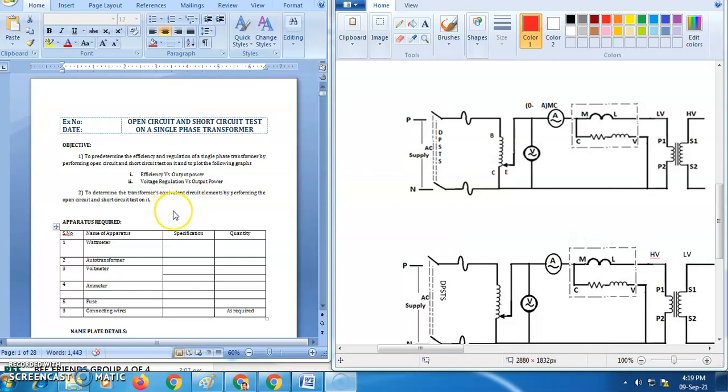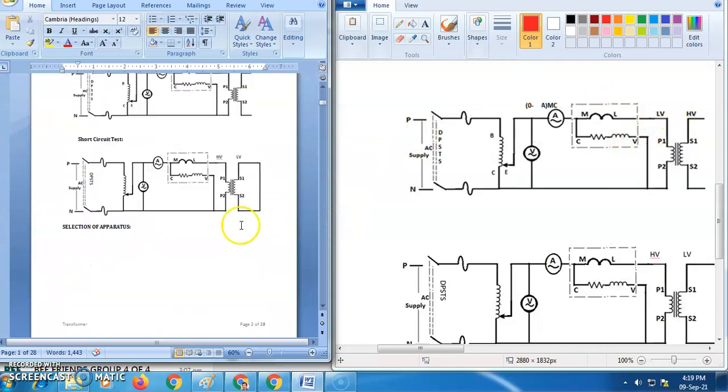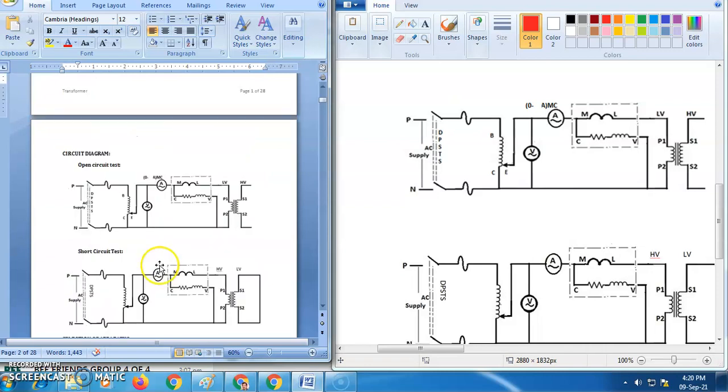So for this, once you enter the laboratory, you need to go to table number 26, where the transformers are kept for the experiment, and you can take the nameplate details of the transformer. Using that nameplate detail, you can design the voltmeter, ammeter and wattmeter, as we already explained in the online classes. Everything should be written in the selection of apparatus column in a short manner, right?